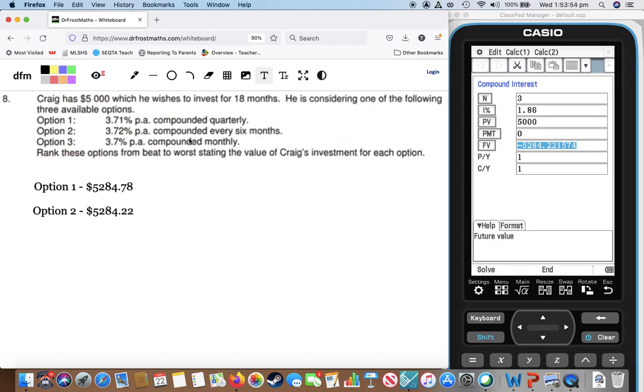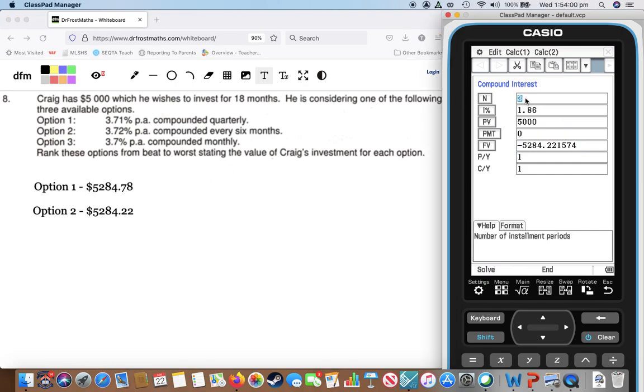And option 3 is compounded monthly. So if it's for 18 months and it's compounded every month, there's just going to be 18 compounding periods. It's 3.7%, but it's compounded 12 times in 1 year. So 3.7 divided by 12 is 0.30833 recurring. 5,000 is going to be the same. 0 is going to be the same. We click future value, and again, very, very similar.